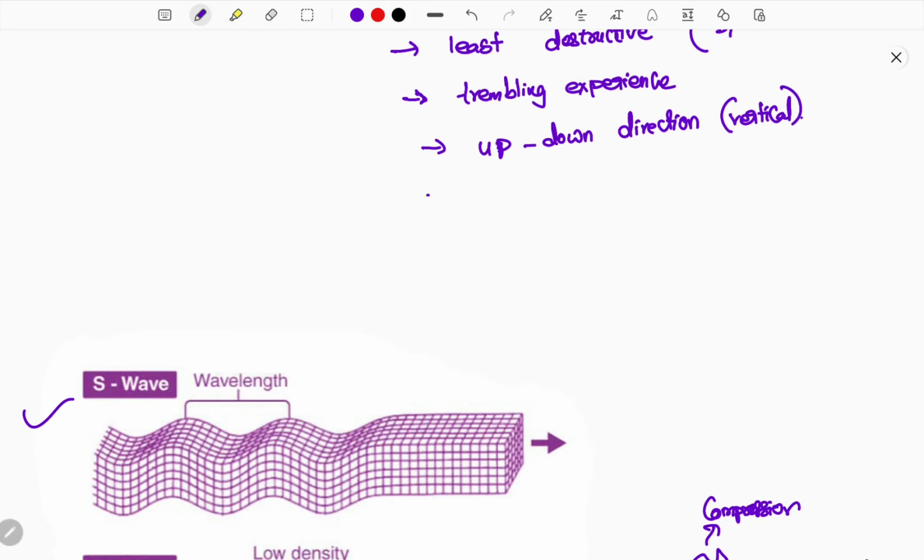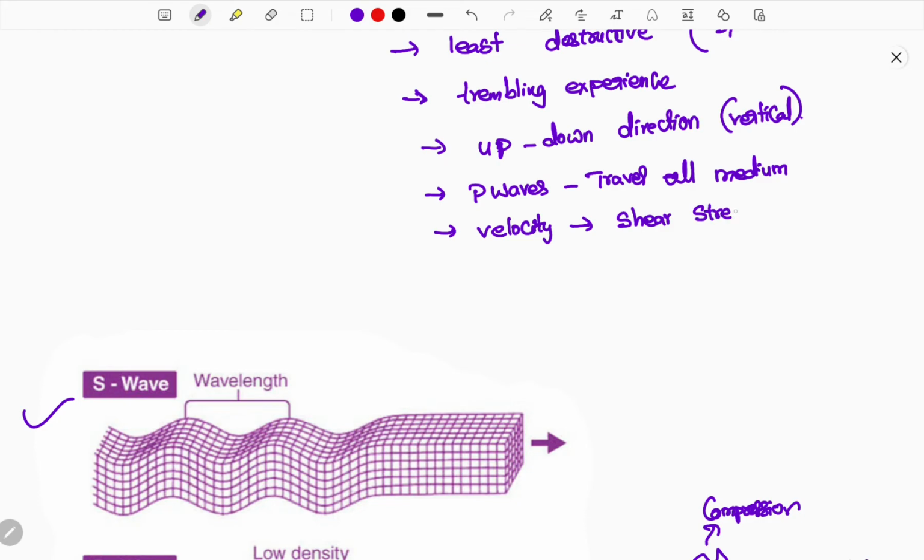And also see here, P waves can travel in all mediums. Whatever the medium you take, they travel in all mediums. All mediums means what? It can travel in gas, liquid, and solid. But the velocity will vary based on the shear strength. What is the shear strength? Shear strength means the elasticity.